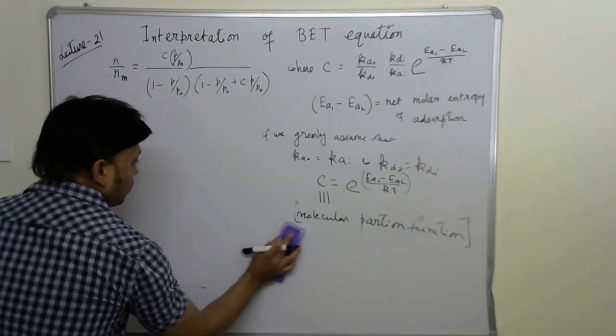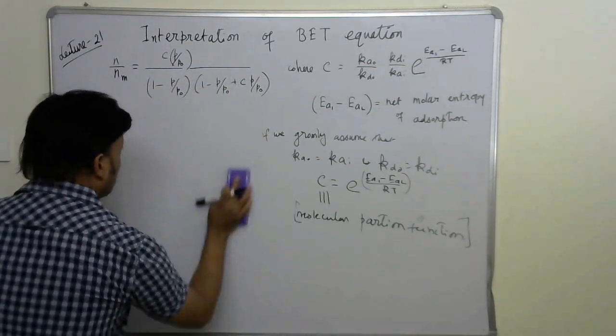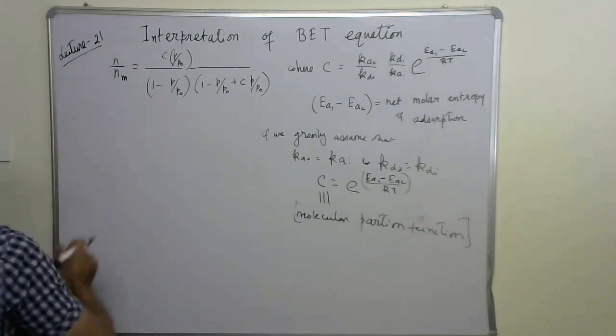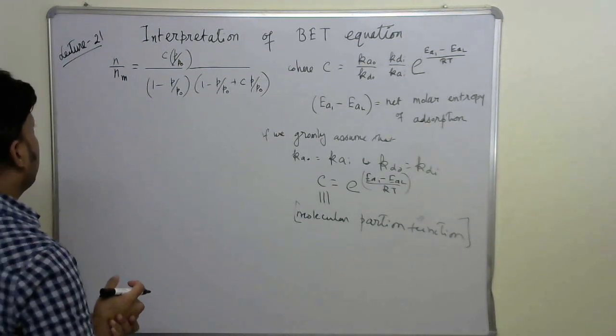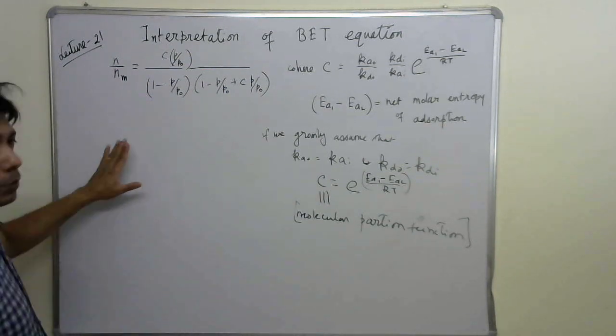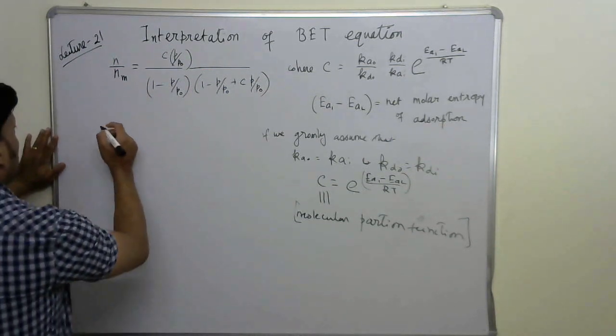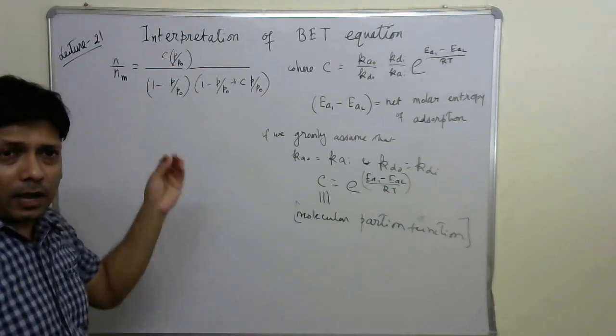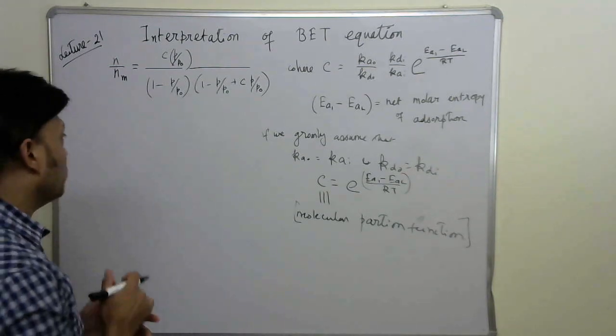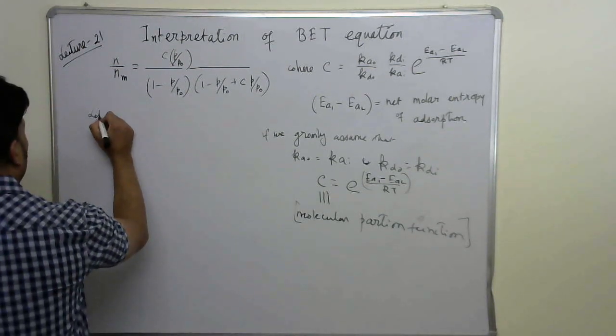So okay, we can understand how the type 2 isotherm is directly obtained from the BET equation, and how type 3 is obtained. So now let's come to type 1. As I said, for type 1 we have to test this equation at a very low value of p by p0.